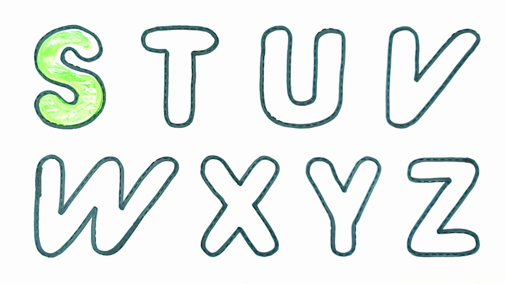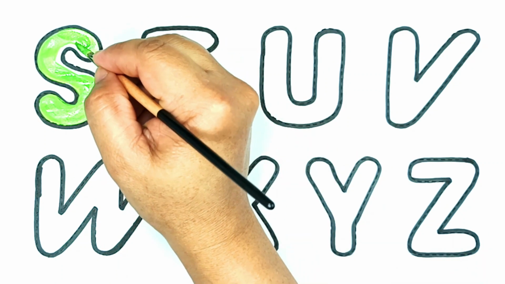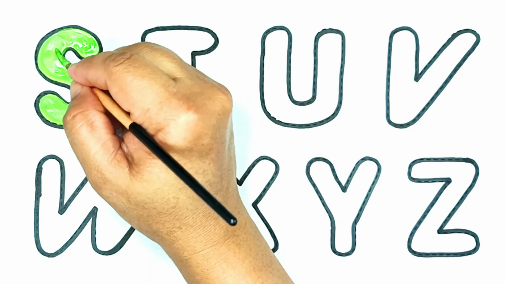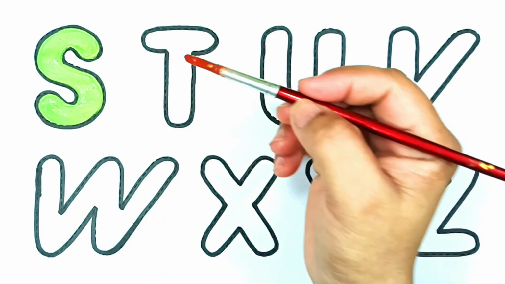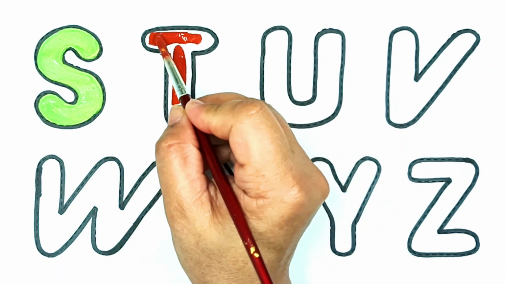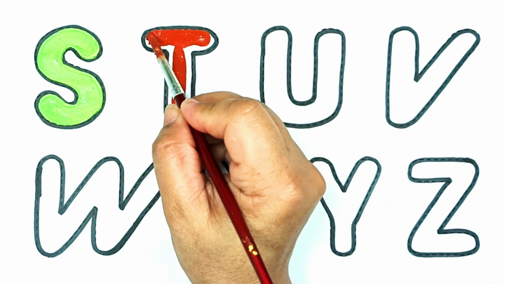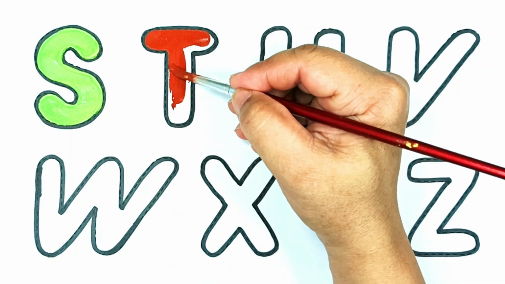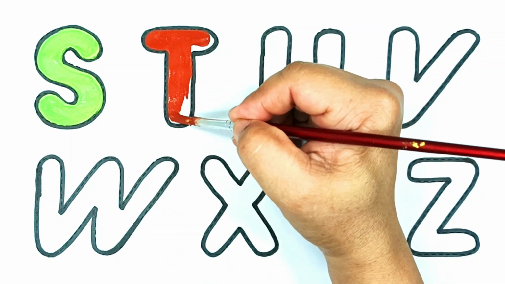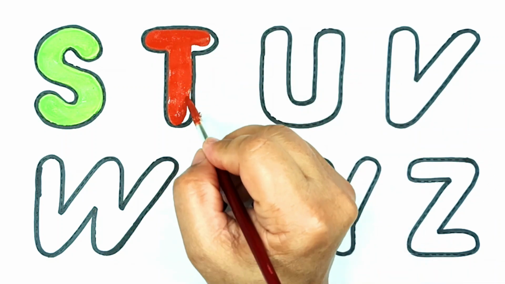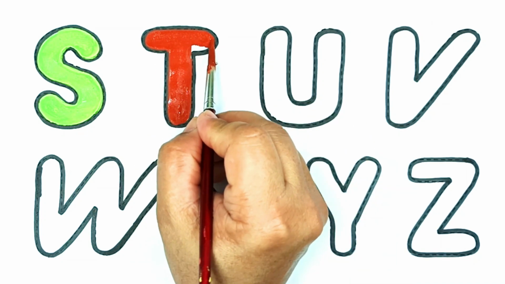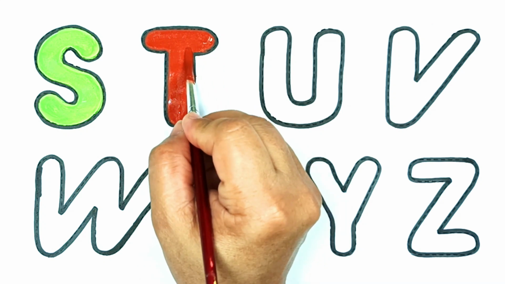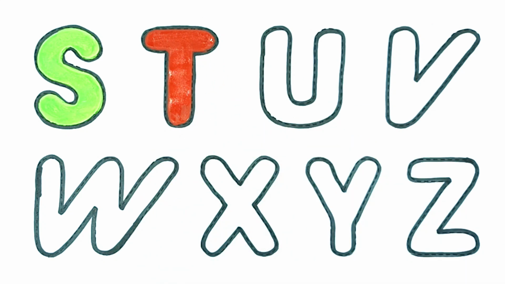S for snake. S is for snacks, but don't eat too much. T for tree. T for train. T is for toes, they tickle when you touch.